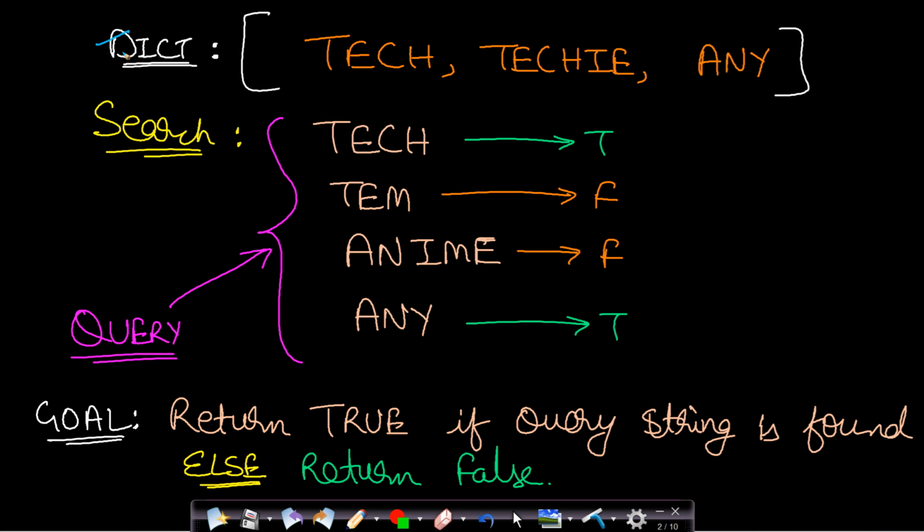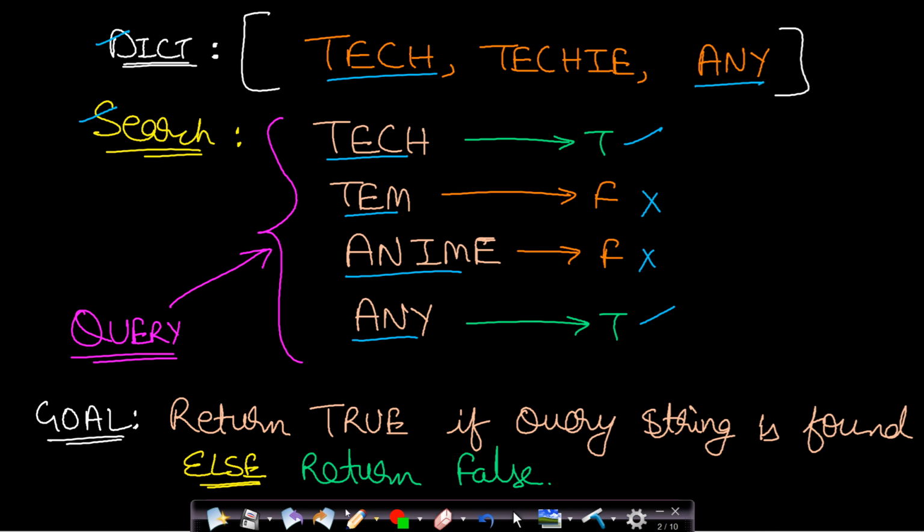In this problem you are given a dictionary, that is a dictionary of words, and you are given search queries. You want to verify which strings are present in the dictionary. In this case, tech is present, TEM is not present, anime is not present, and any is present. Whatever words are present you need to return true for them, and whichever words are not present you will return false for them. Our goal is to return true if the query string is found, otherwise return false.